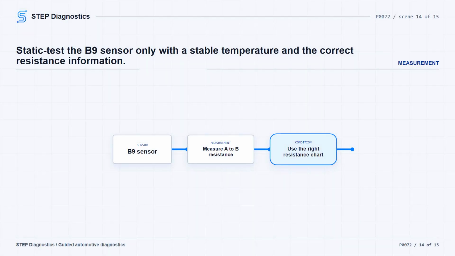For the component static test, place the B9 ambient air temperature sensor in a stable, temperature-controlled area for at least 10 minutes. Then measure resistance between the sensor signal terminal A, or terminal 1, and the low reference terminal B, or terminal 2. Compare that reading to the specified ambient air temperature sensor resistance information. That specification is required for the decision, so do not guess a resistance value. If the reading is not in the specified range, replace the B9 ambient air temperature sensor. If it is in the specified range, the component test is okay.